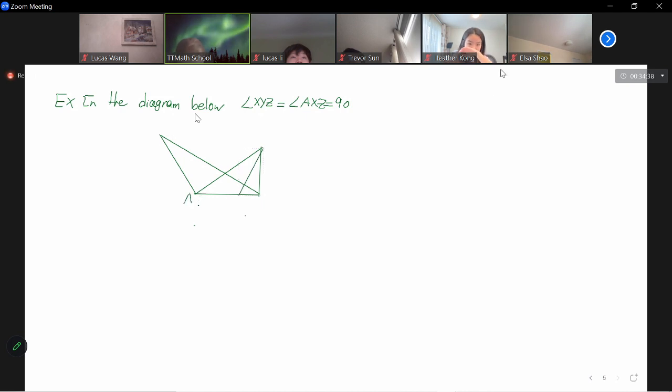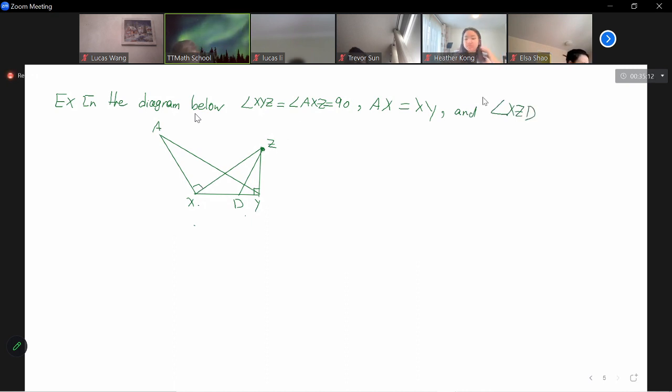Okay, so this is X, this is B, this is Y, this is 90 degrees, this is 90 degrees, this is A, and this is Z. So the angle XYZ is equal to the angle AXZ, 90 degrees. And the length AX is equal to XY, even though my shape doesn't show it. And the angle XZD, which is basically this angle, is equal to the angle YZD.